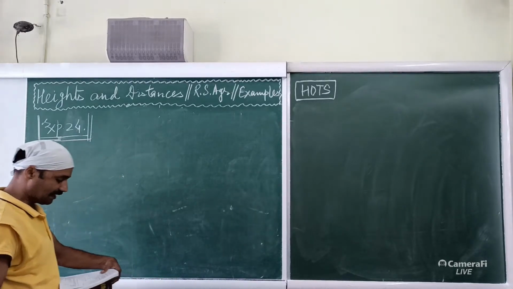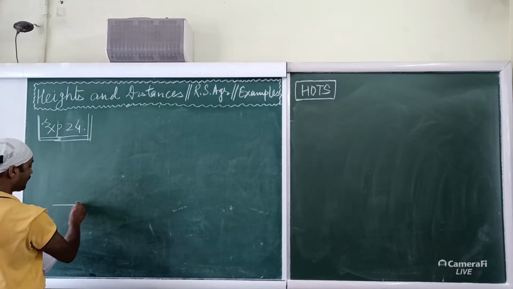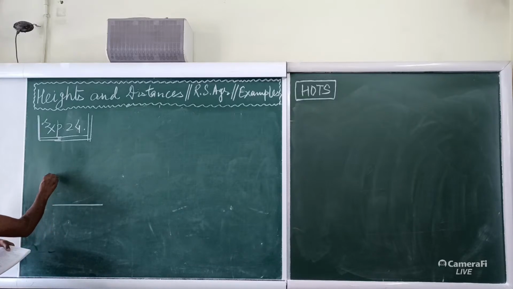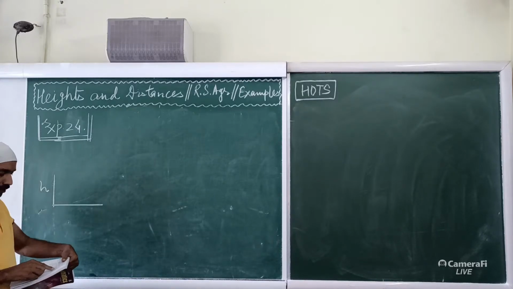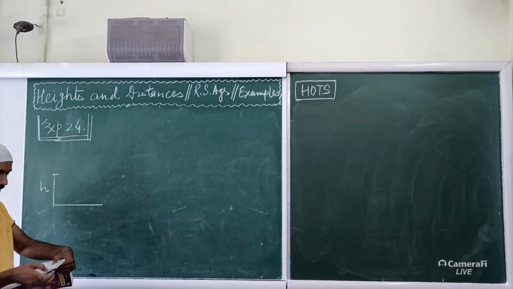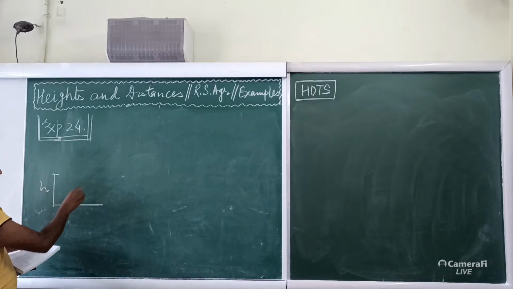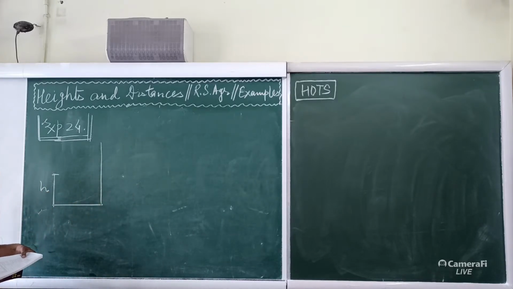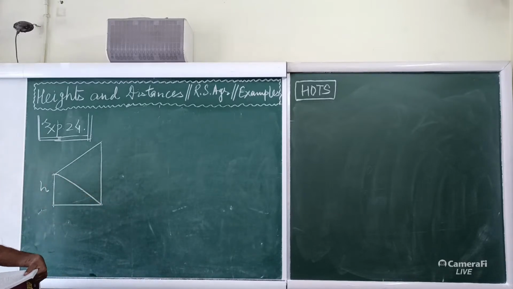From a window 8 meter above the ground. Suppose this is the ground, and here it is 8 meter above the ground. It is saying that of a house in a street, this is the house and this is the window 8 meter above. The angle of elevation of the top and depression of the bottom of another house on the opposite side are theta and phi.